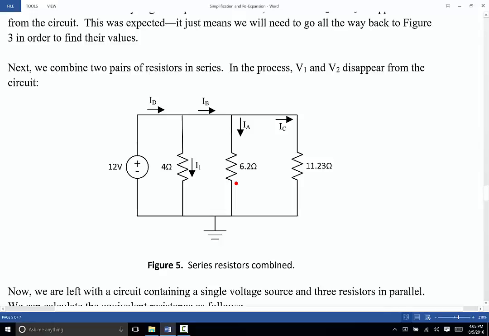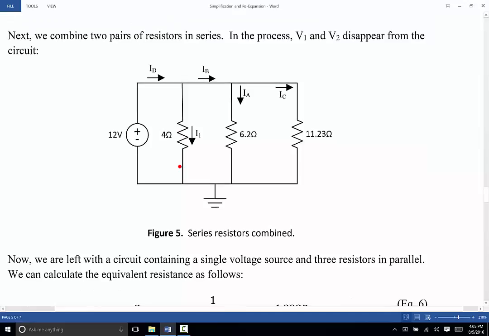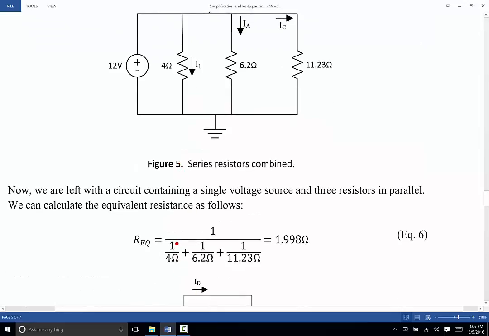So I'm going to have to go back to figure 4 eventually, but the circuit's getting simpler. I still have I sub A, I sub B, I sub C, I sub D, and I sub 1. All of those are still on the circuit diagram, so that's good news. I also see that I have 3 resistors in parallel. So I can combine those 3 resistors in parallel. I could combine 2 of them and then combine that one with the 3rd, but I also have just a single equation here that allows me to say that the equivalent resistance is 1 over the sum of the reciprocals of the 3 resistances. So I invert each resistance, add them, and then invert the sum. And I get 1.998 ohms.